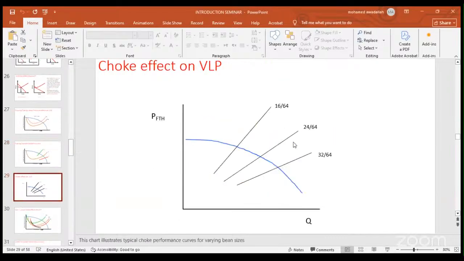The same in the next slide here for the bean size or choke size. Increasing the choke size means decreasing the wellhead pressure, meaning more rate. As we can see here, the rate in case of the 32/64 choke is much higher than the first choke.